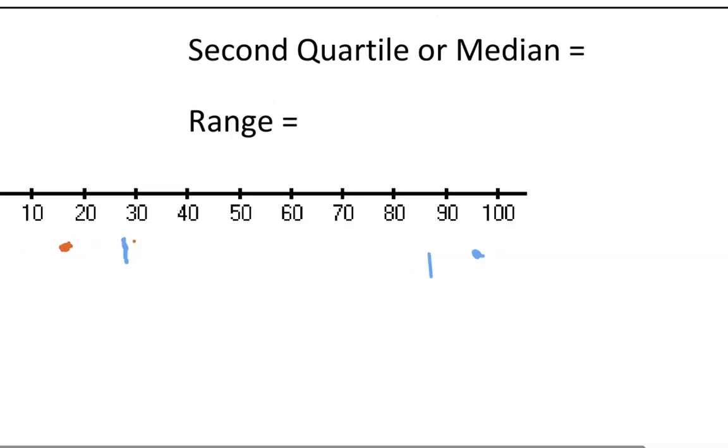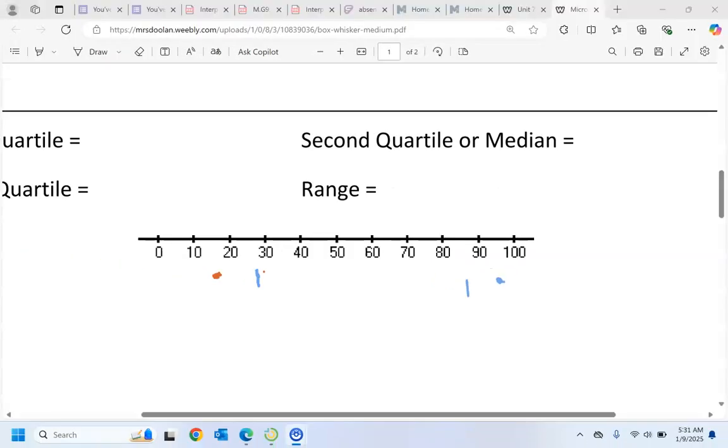Okay, and now I'm going to redraw. I'm going to draw my whiskers. So I'm going to draw a line here and here. Okay, now I'm going to draw the median, which is 60. So that's right here. And now I'm going to put a rectangle around it. Okay, and that is my box and whisker plot.